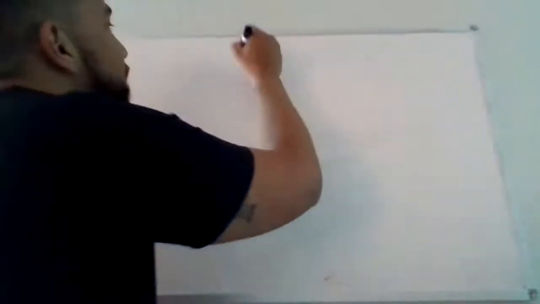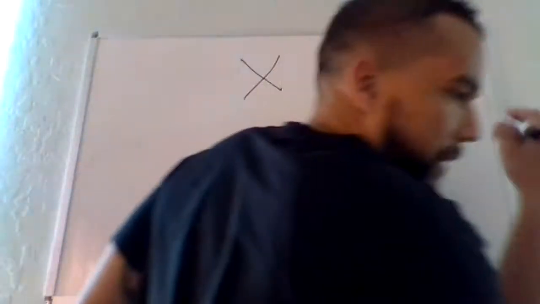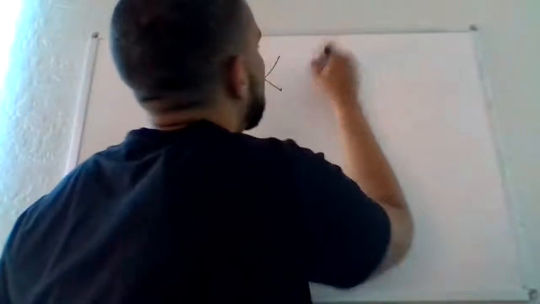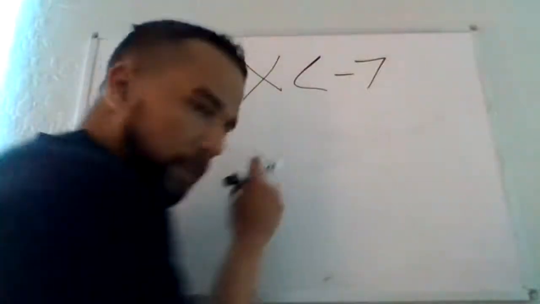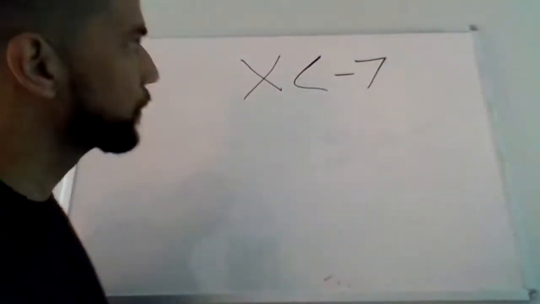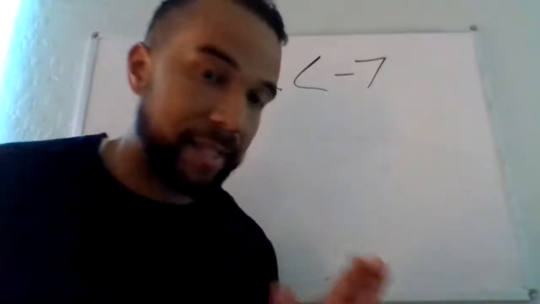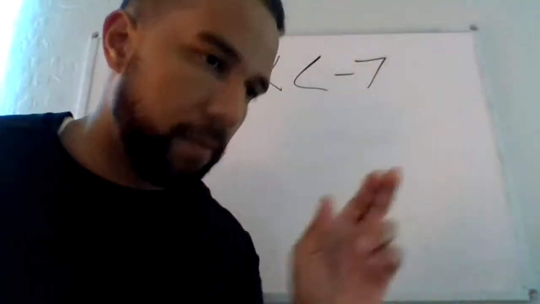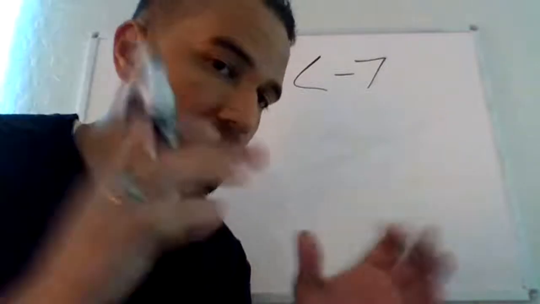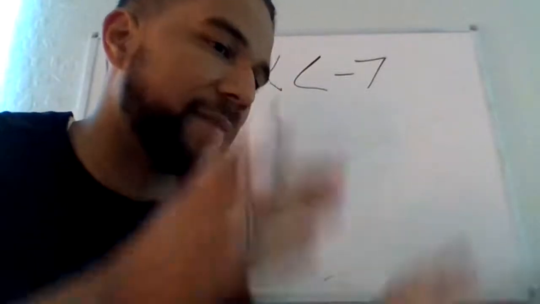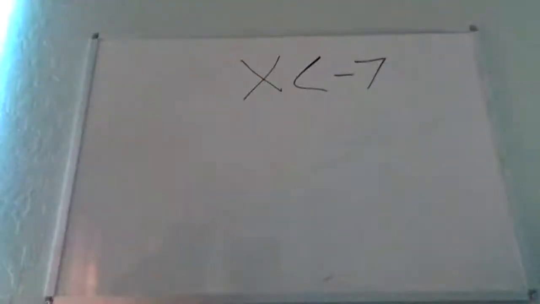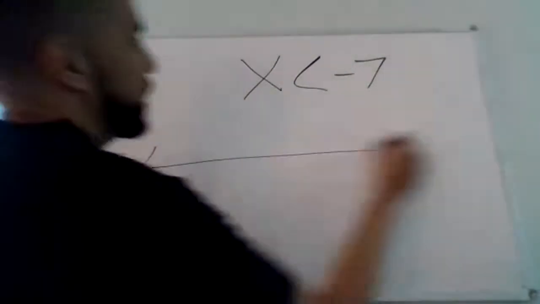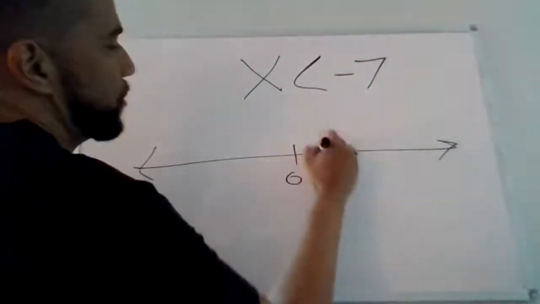Before we do the graph, I'm still confused with the sign when we change it. Anytime we're dividing or multiplying by a negative number, we have to flip the inequality. Okay. So let's go ahead and graph this, and let's see if it's true. This is going to make a lot more sense.